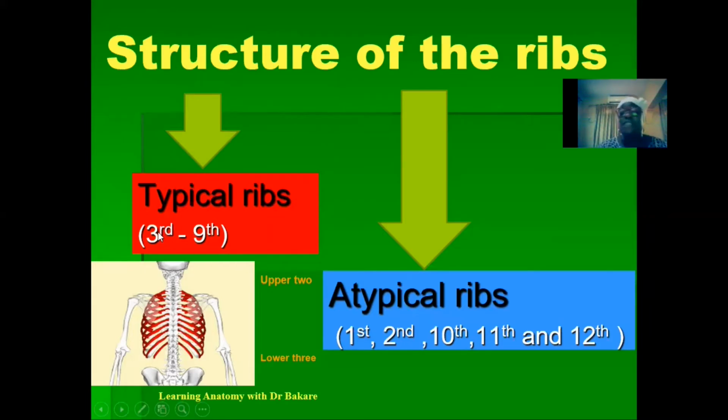And this ranges from the third rib to the ninth rib, while we have the atypical ribs that are distinct in their own way. These ribs range from the first rib, the second rib, the 10th rib, the 11th and the 12th rib.